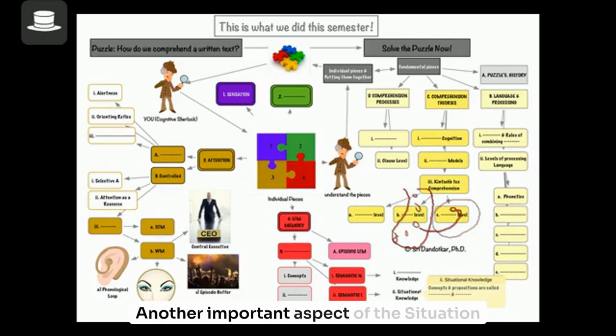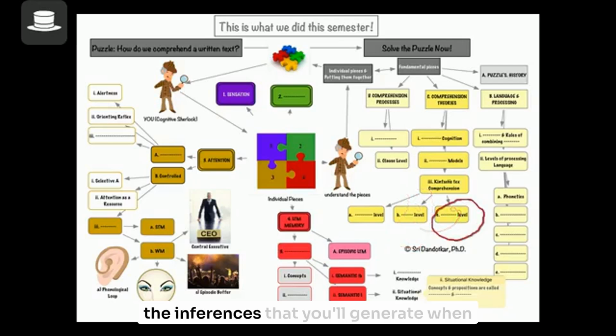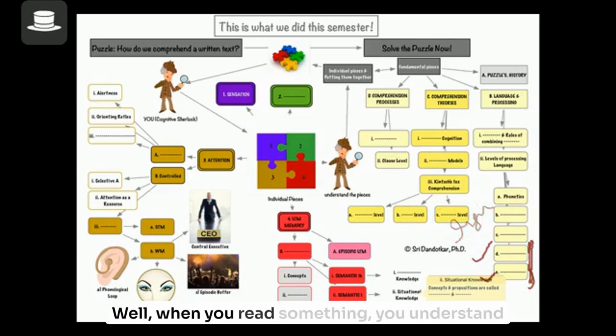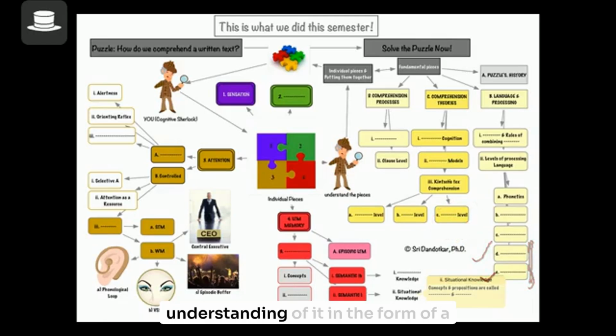Another important aspect of the situation model is that it stores the inferences that you'll generate when reading a text, the inferences that you generate when you're processing language at the conceptual and belief levels. So what does it all mean? Well, when you read something, you understand it. When you understand something, you store the understanding of it in the form of a representation.